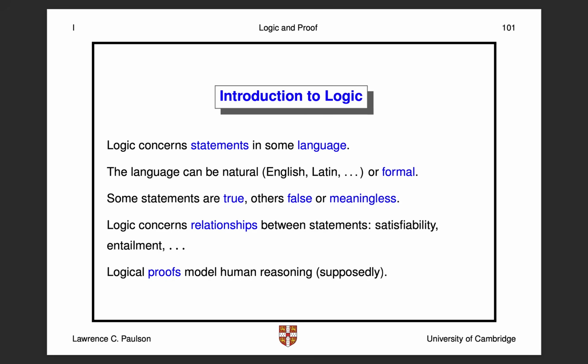Medieval logicians, of course, were more interested in Latin, and today, for our mechanized logics, we will need some sort of formal language. The thing about statements is that they are either true or false. Others are meaningless. Now, meaningless is an interesting case where there are, in fact, three-valued logics where you have an explicit, undefined truth value.